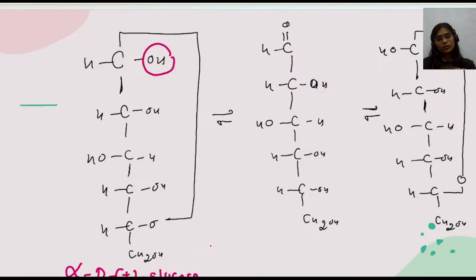Alpha means the OH is on the right hand side, and it is going to rotate the plane polarized light in the right direction. So positive means dextrorotatory. And this OH is on the left hand side, so it becomes beta. Beta-D-positive glucose. So this is how we are going to observe the naming.